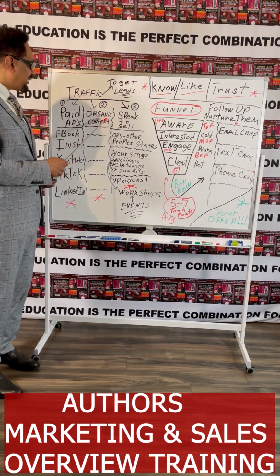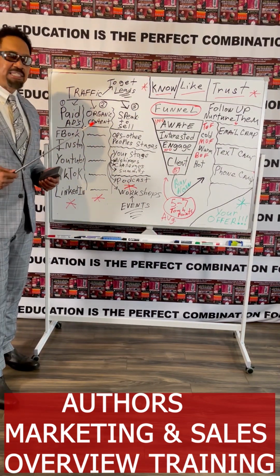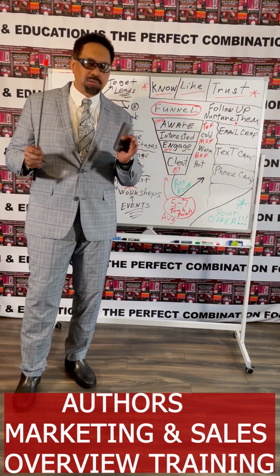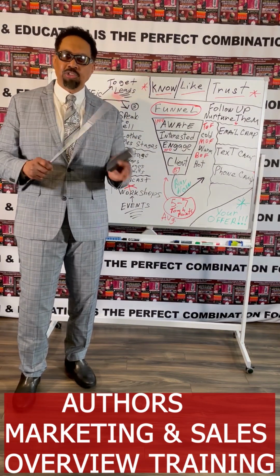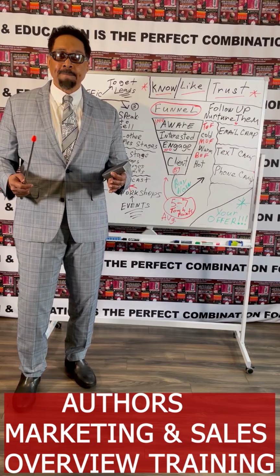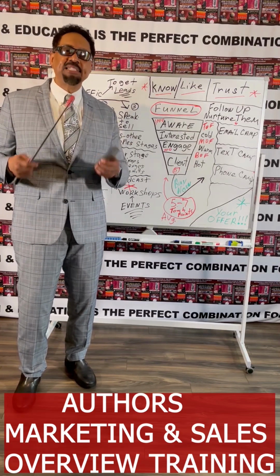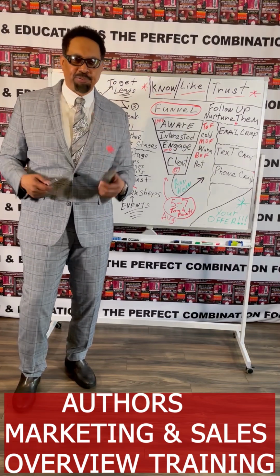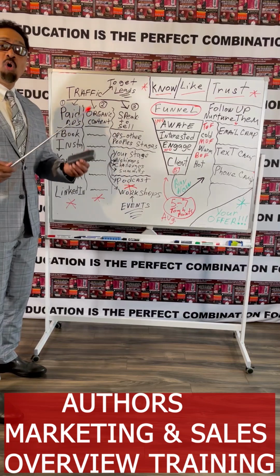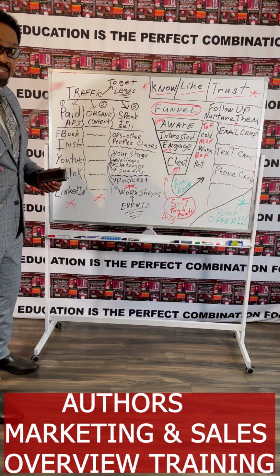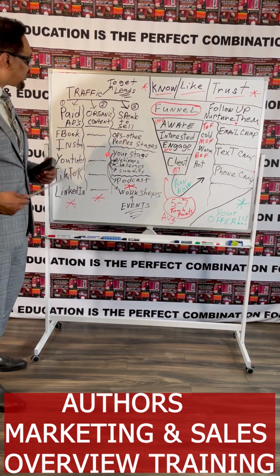Now, the next way is organic content. That's when you're putting stuff out onto the platforms, like what I'm doing now. I'm not paying for this. I'm putting this out because I want to help people. People want to know that you know what you know if you're trying to sell them something, or if you're trying to share something with them.